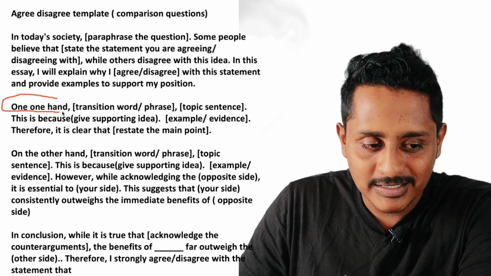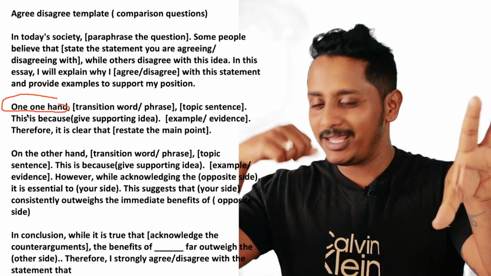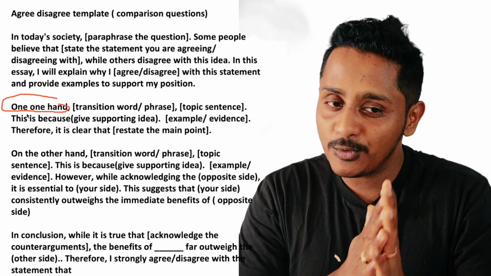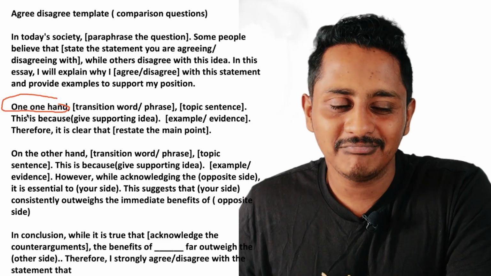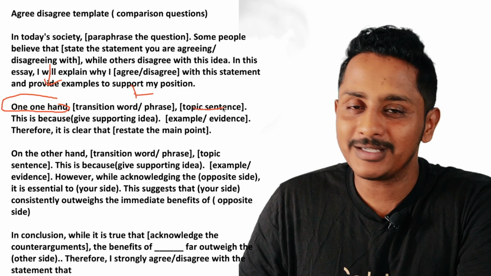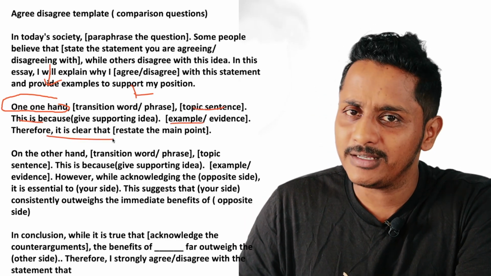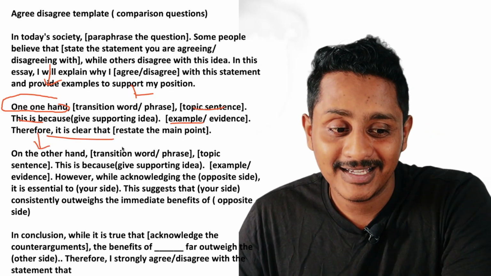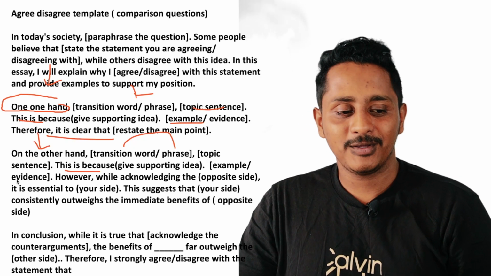Here it changes. Firstly, additionally, no. You're going to compare. So, on one hand, next paragraph, on the other hand. That's how you go. These words are very, very important. These linking words actually make up for better marks. On one hand, write the topic sentence. This is because, I'll explain you an example. Therefore, it is clear. On the other hand, write the other idea. For the other side, this is because.